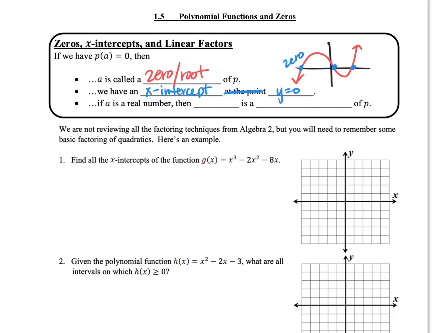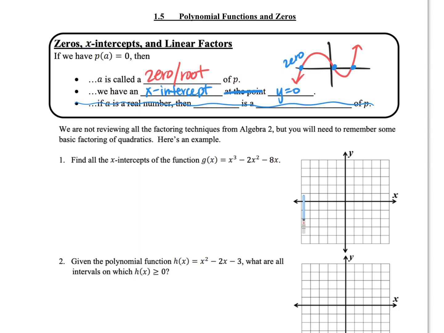Okay, if that 0 is a real number, I kind of messed it up by changing this. It's okay. We're not going to worry about that for right now. Okay, so I said find all the x-intercepts of this function. What is this function going to kind of look like if the degree is 3? It's going to be something like this, but we aren't quite sure.